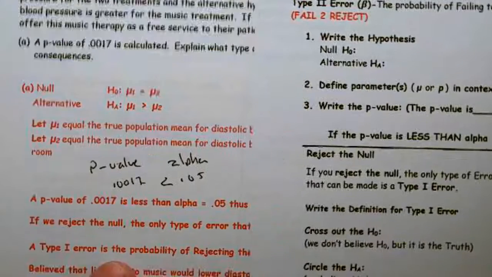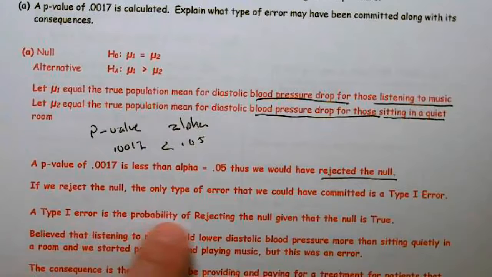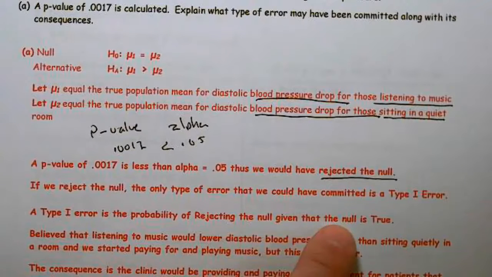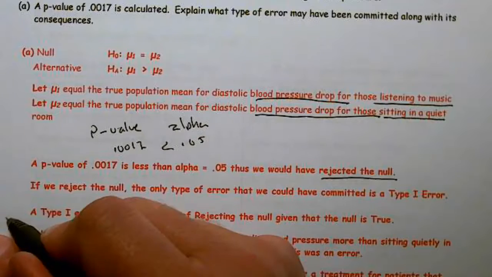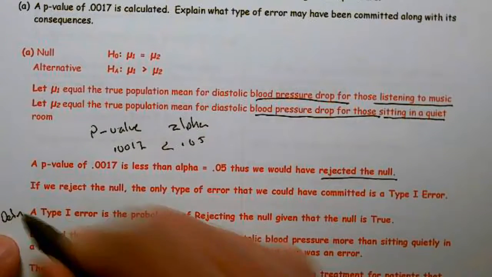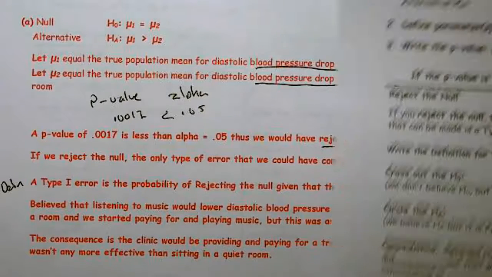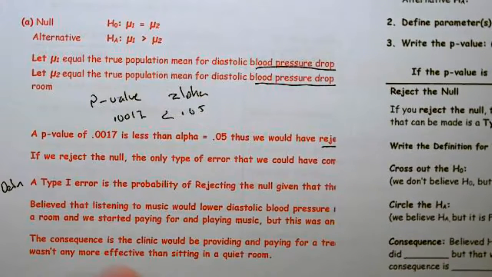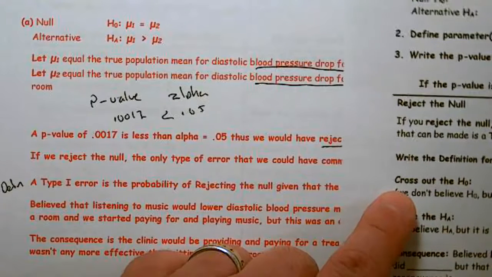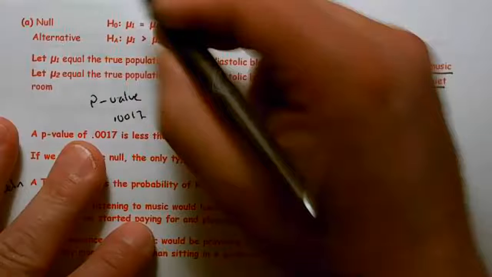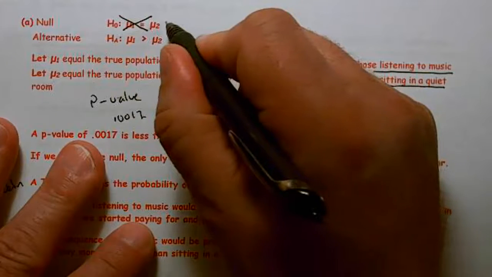All right. The next thing we do is we write the definition for type 1. A type 1 error is the probability of rejecting the null given that the null is true. That just lets people know that we knew the definition. All right. This is just writing the definition. The next thing says cross out the null. All right. We're going to cross it out, but it was the truth.